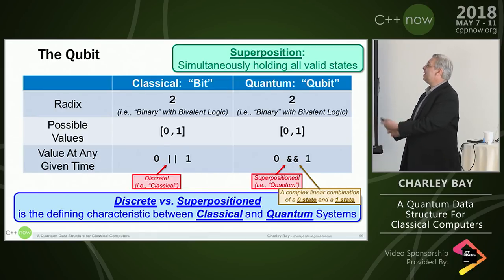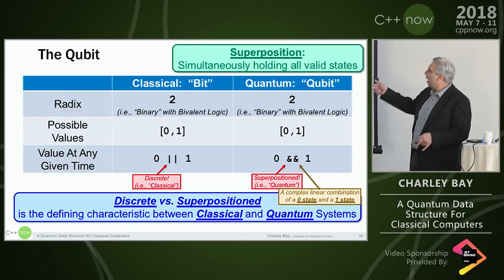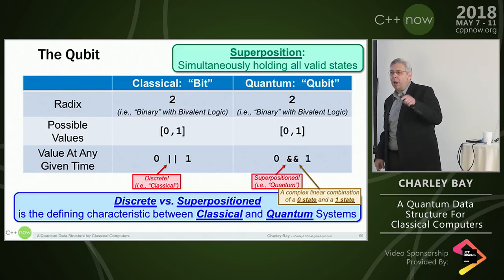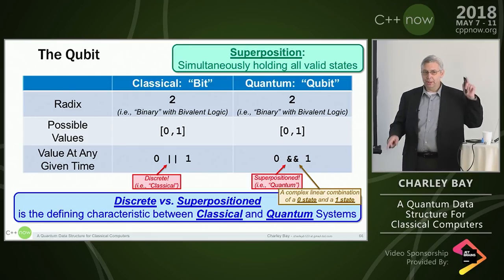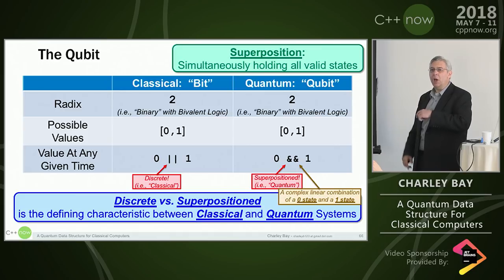You know, that's kind of the idea there. Now, literally, it's not zero and one. That's the next slide, but a qubit is a complex linear combination of a zero state and a one state. So that's going to be an important point. We'll talk about that in a second, because that's the unknown. That's the generalization of probability.